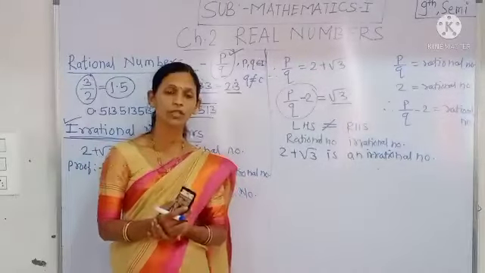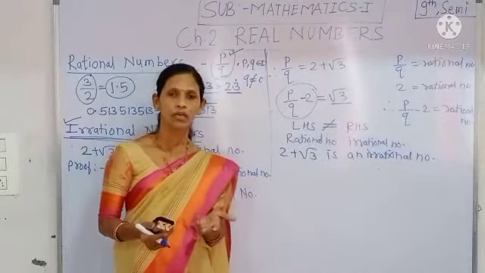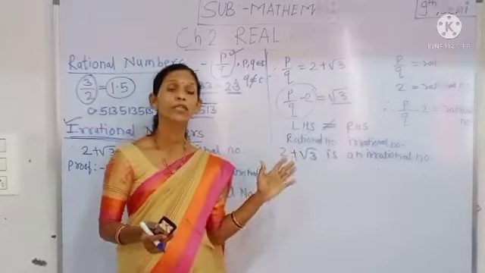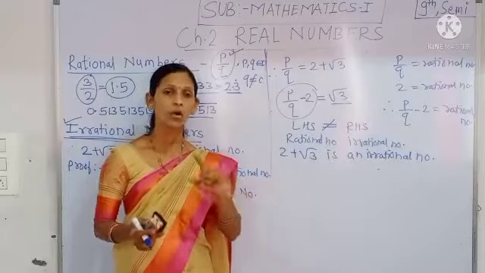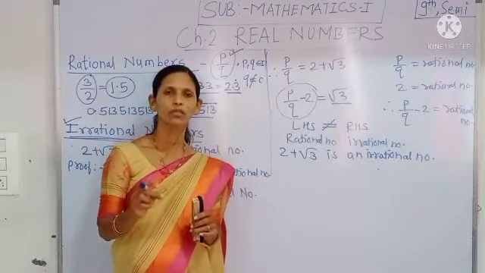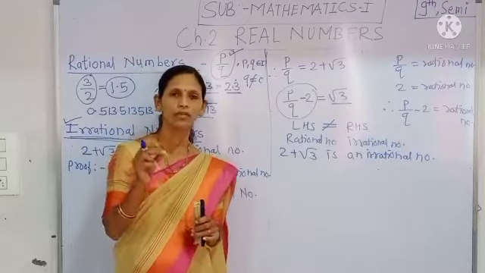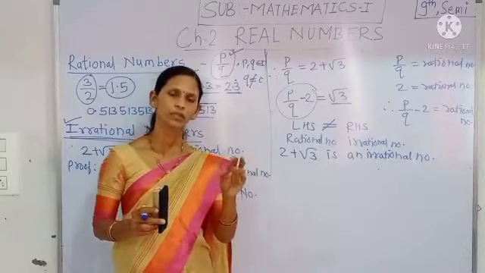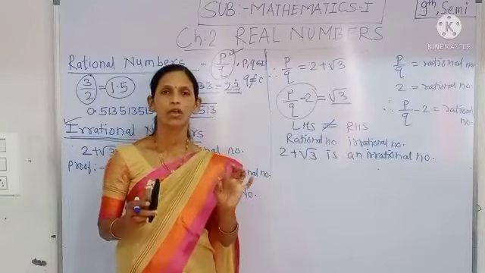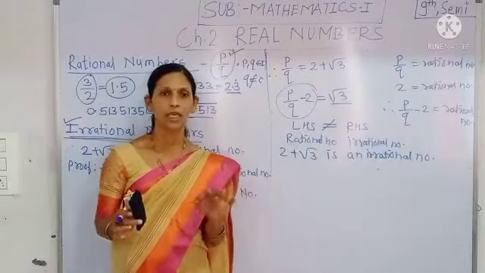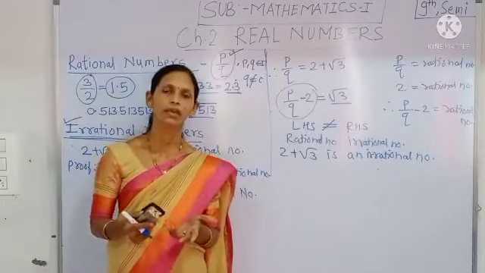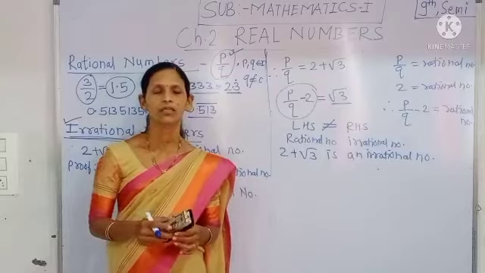In the next lecture we will discuss how to represent these irrational numbers on the number line. There are infinite points on the number line, and every point on the number line is related to a real number. That means on the number line we can represent irrational numbers also, and that we will see in the next lecture. Thank you.